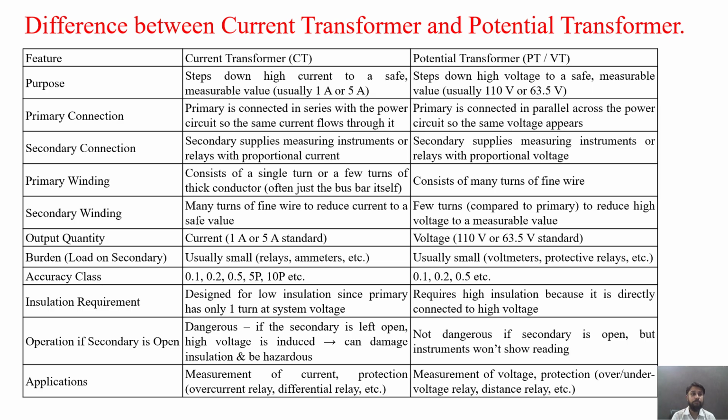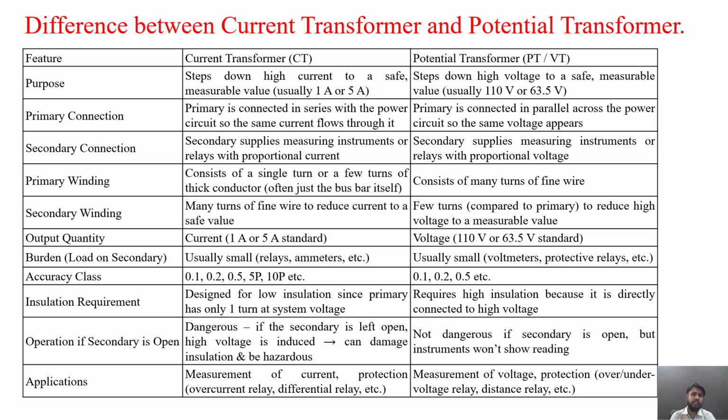Primary winding consists of a single turn or a few turns of thick conductor, often just a bus bar itself. Whereas in case of potential transformer, the primary winding consists of many turns of fine wires. Secondary winding has many turns of fine wire to reduce current to a safe value, whereas for the potential transformer, very few turns compared to the primary to reduce high voltage to a measurable value.